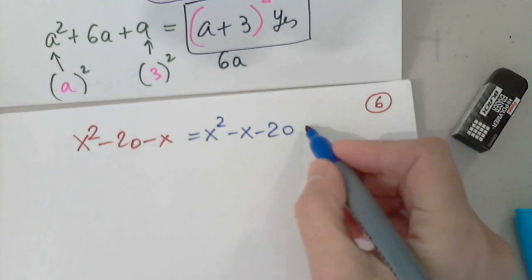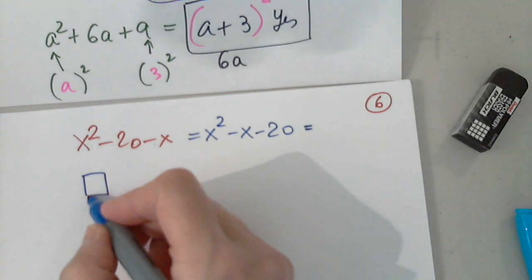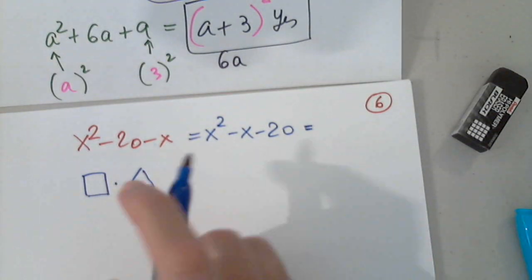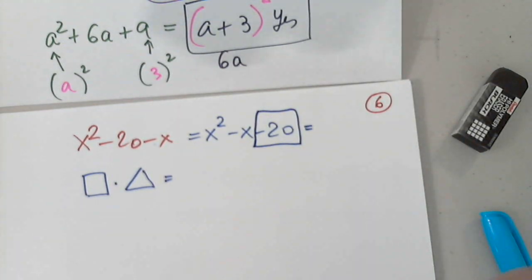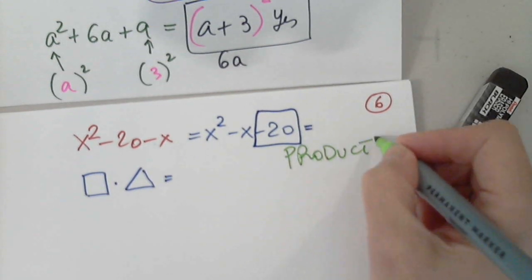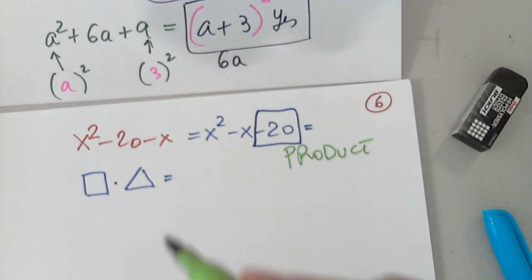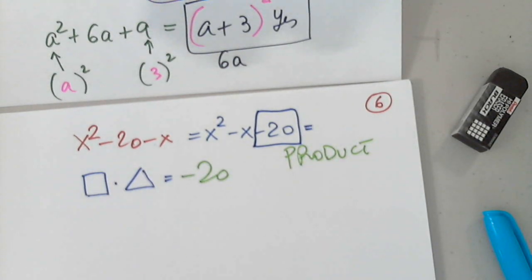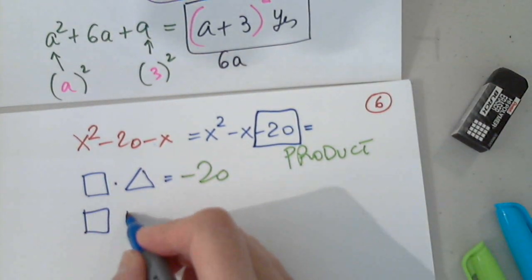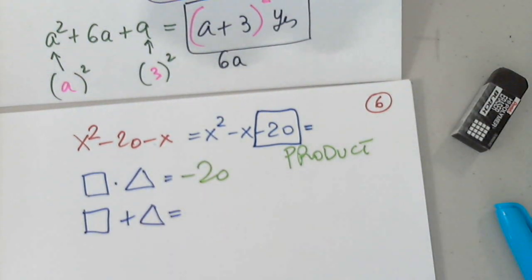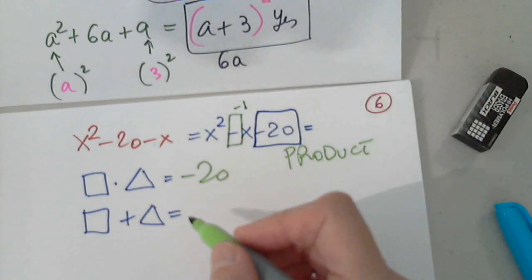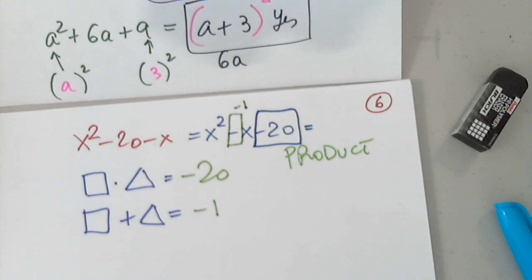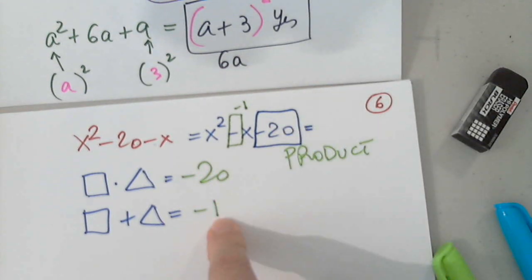At this point, I am looking for two numbers whose product is this number. So this is the product. In other words, -20. And whose sum is this number, which is -1. Can anyone give us two numbers whose product is -20 and whose sum is -1?